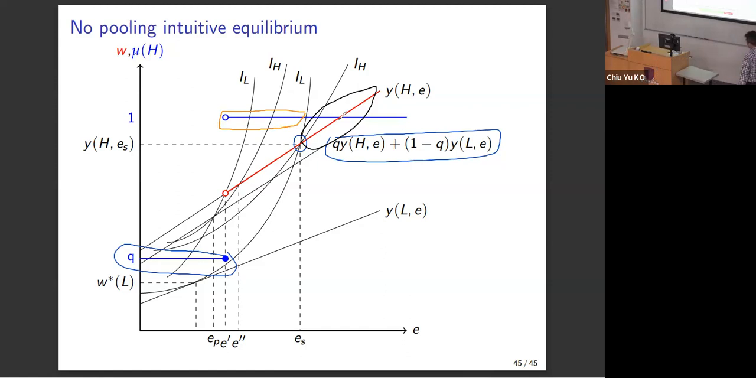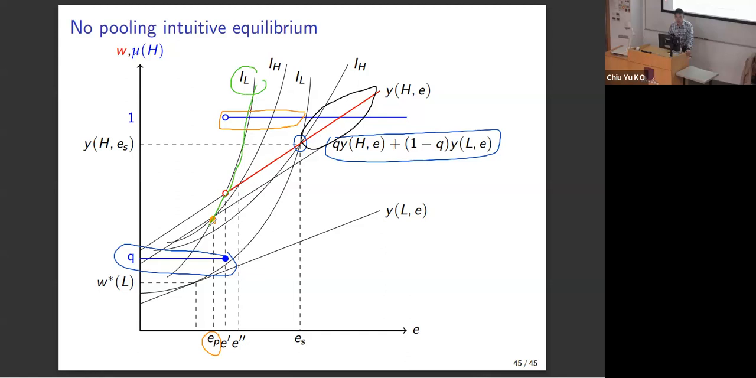The intuitive criterion, look at this. In equilibrium, suppose this is the equilibrium education, EP. Suppose it's pooling, right? And look at the indifference curve of the low type. It's the green one.